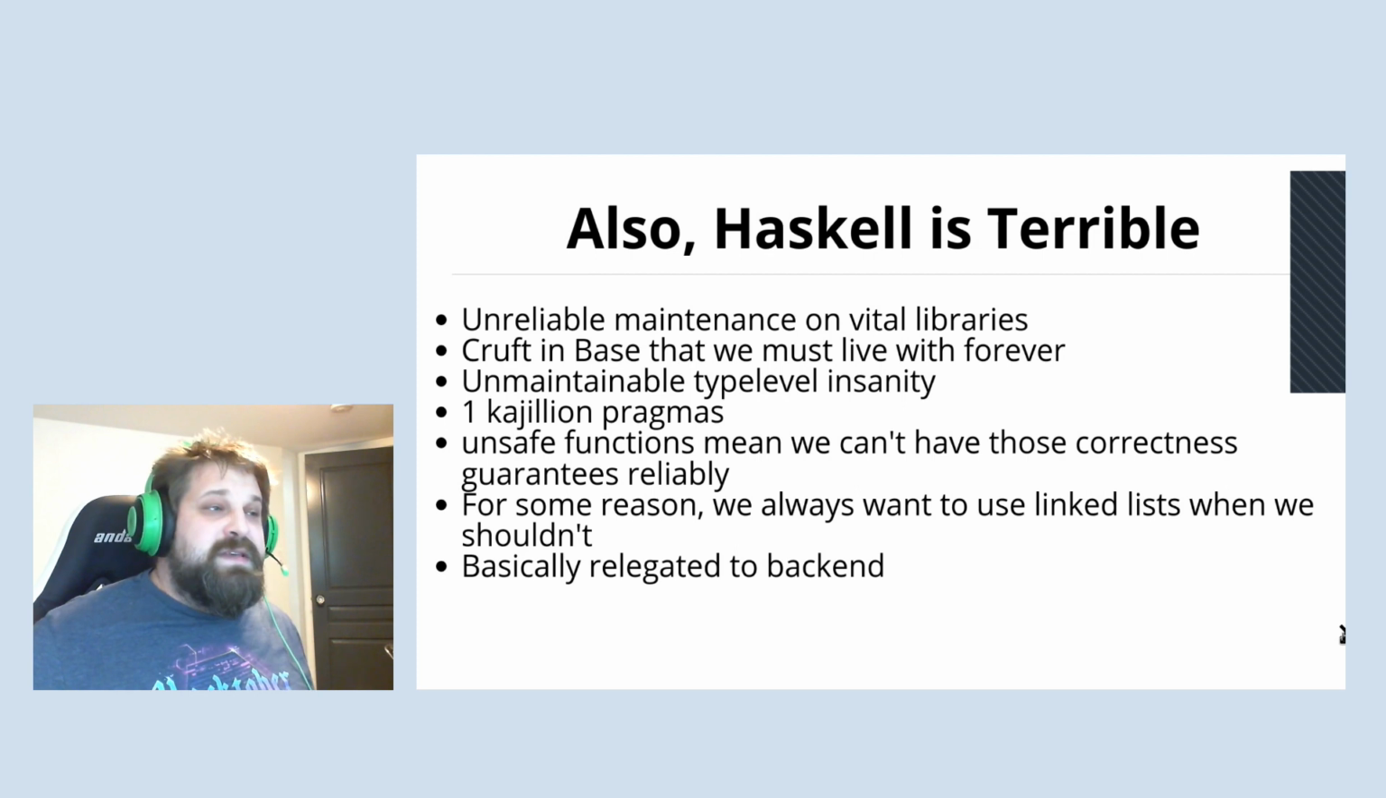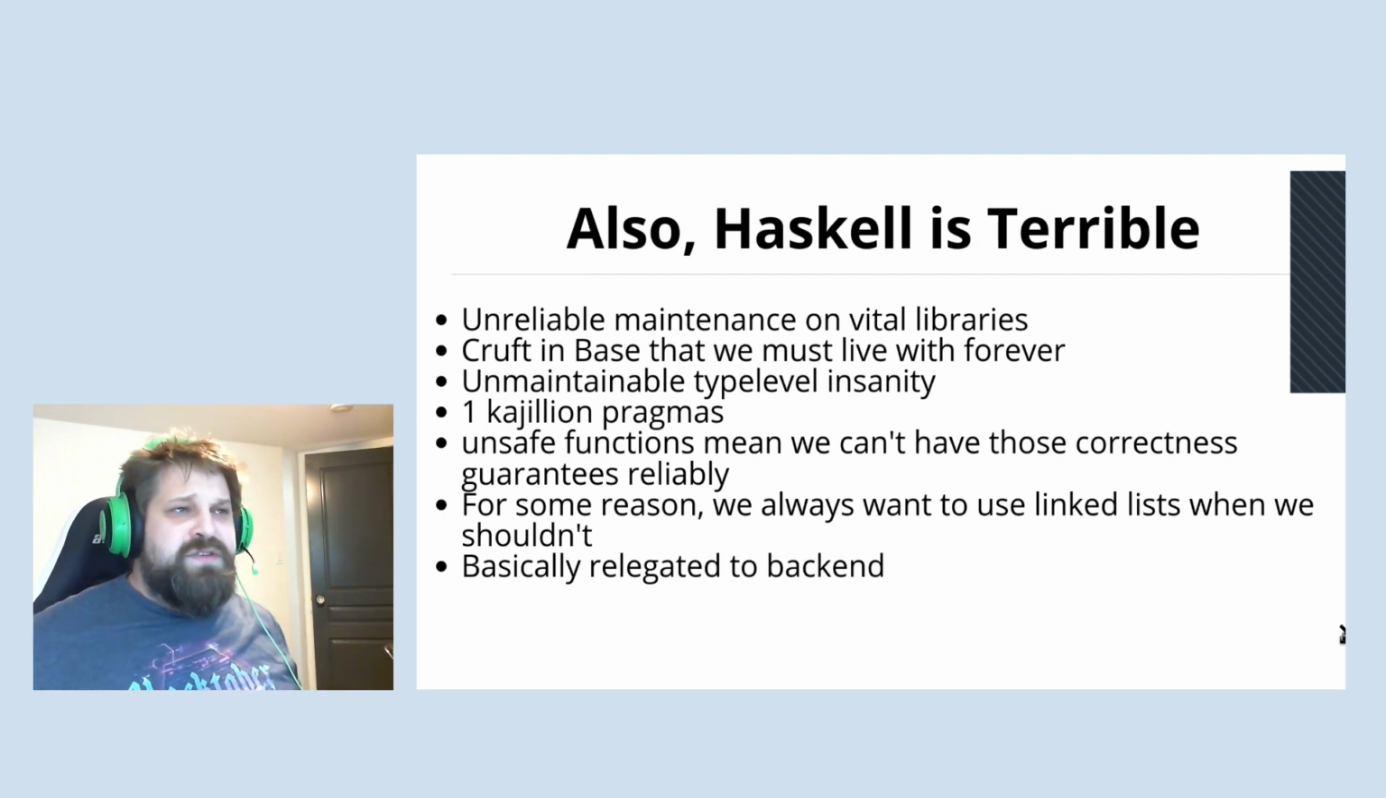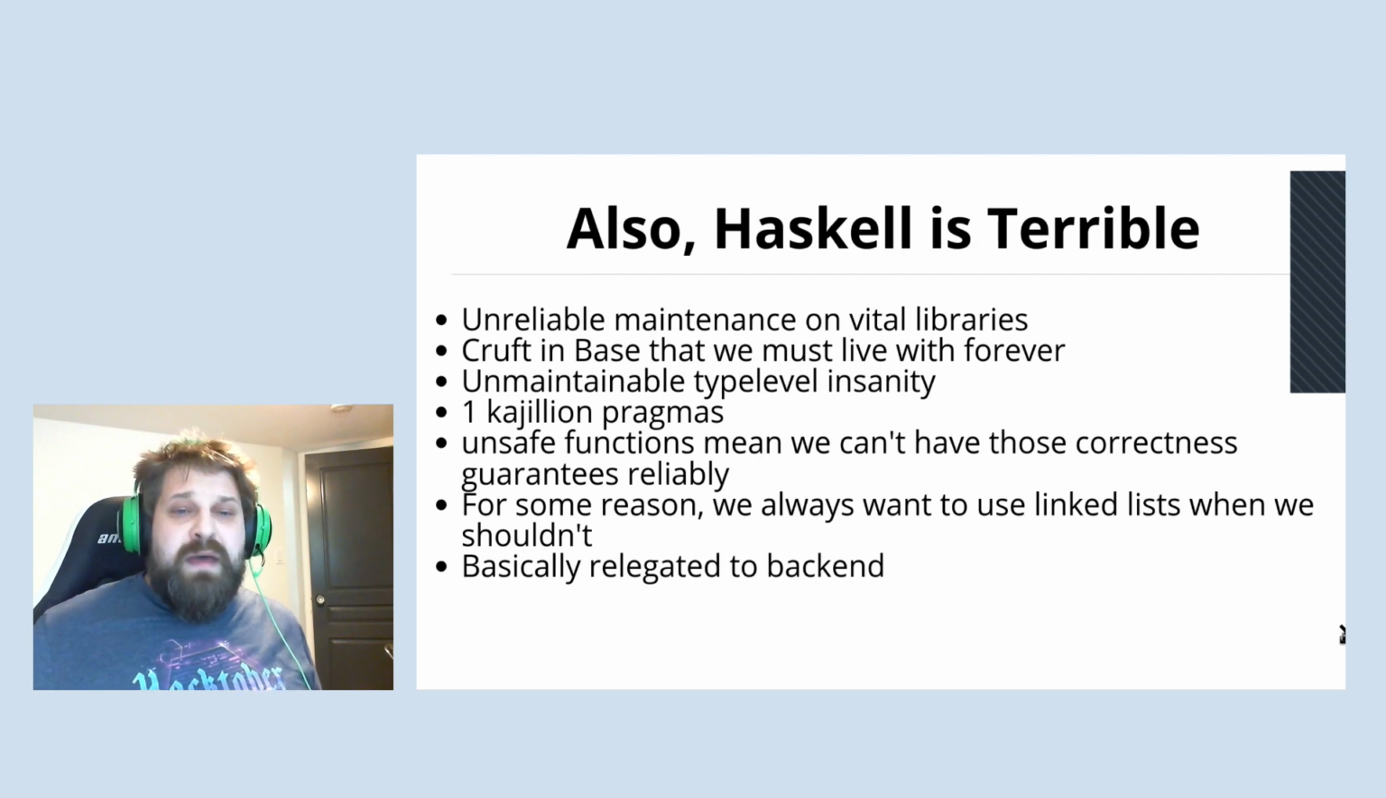I would say there's build system issues just in general, and there's a lot of unsafe functions in base that mean we just can't have nice things. So there's a ton of issues with Haskell, and what I would call cruft. It's things that we're married to mostly for backwards compatibility, and if we could do it all again, we would probably do it just a little bit differently.